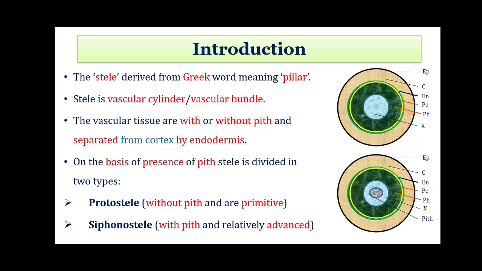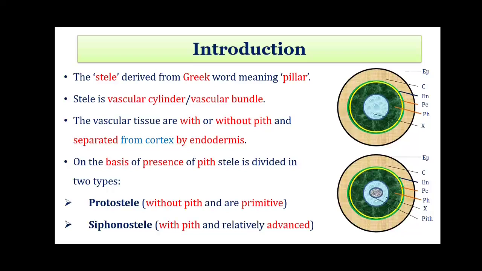Now in this video we are going to discuss stele types in pteridophytes. The word stele is derived from the Greek word meaning pillar. Stele is nothing but the vascular cylinder or vascular bundle. Now this vascular tissue can be with the pith or without the pith. The pith is separated from the cortex by the endodermis layer.